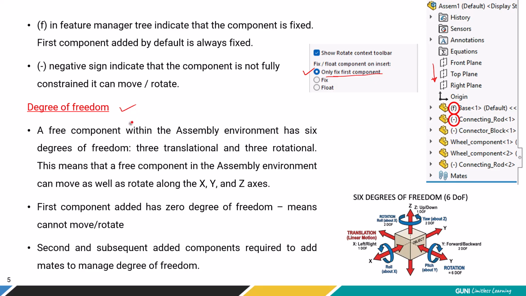Now what is degree of freedom? It's a movement in XYZ direction and rotation about XYZ. So a total of 6 degrees of freedom is available in space for a particular part. You can see this from the image.